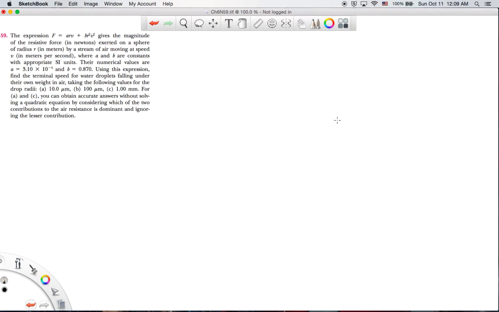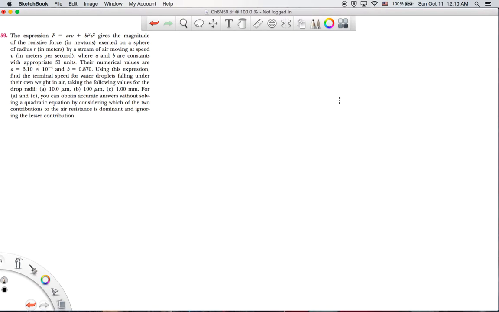Okay, this is number 59 for chapter 6. The expression F equals ARV plus BR squared V squared gives the magnitude of the resistive force in newtons exerted on a sphere of radius r in meters by a stream of air moving at speed v in meters per second, where A and B are constants with appropriate SI units. Their numerical values are A equals 3.1 times 10 to the negative 4 and B equals 0.87.